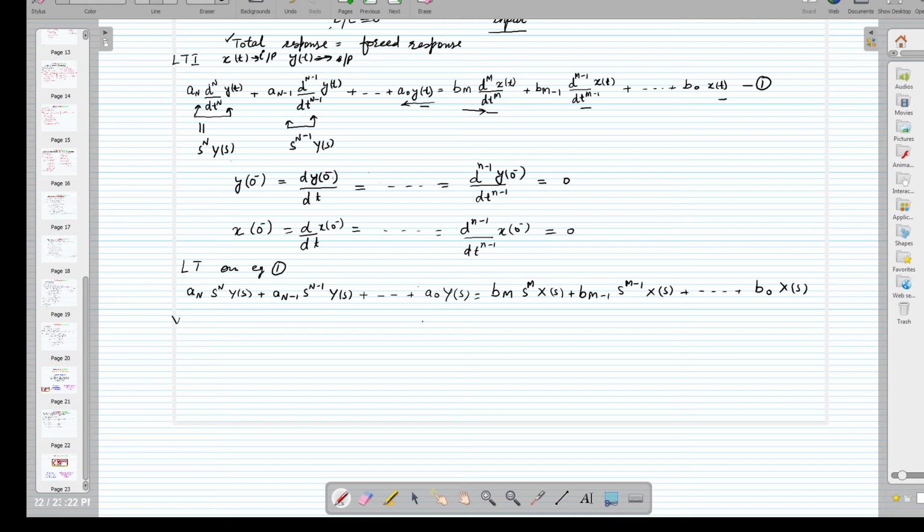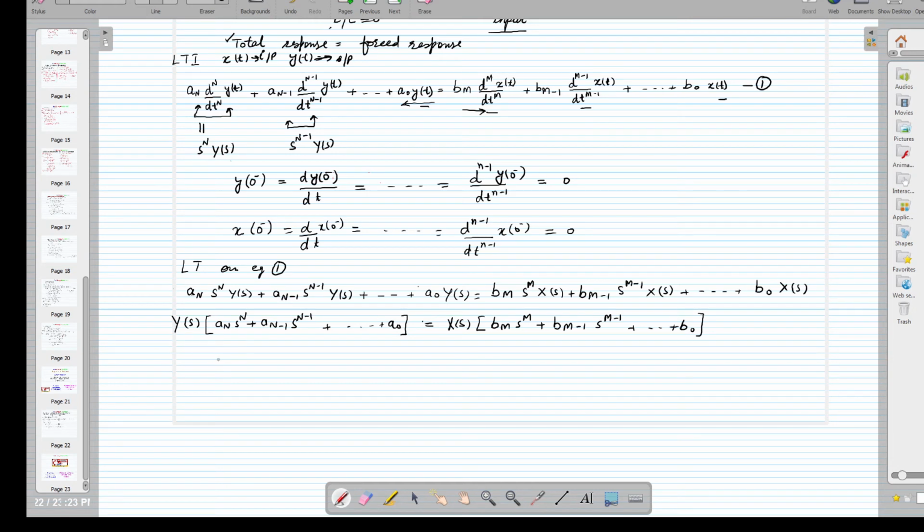Now we can take Ys common on this side and we can write an s raised to the power n plus an minus 1 s raised to the power n minus 1 plus so on, a naught. And on the other side we can take Xs common and write bm s raised to the power m plus bm minus 1 s raised to the power m minus 1 and so on. At the end we are having b naught.